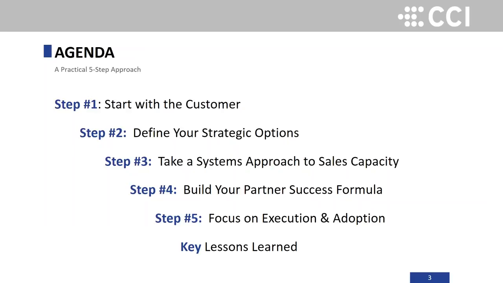Next slide is just a glance at the agenda that we have today. We've got 5 steps, as I mentioned, starting with talking about the customer. Then we'll talk about strategic options. We'll talk about systems approaches to sales capacity. We'll outline a partner success formula and what goes into that. And then lastly, we'll talk about execution and adoption and how to really drive these things. At the end, we'll have a little wrap-up about lessons learned.